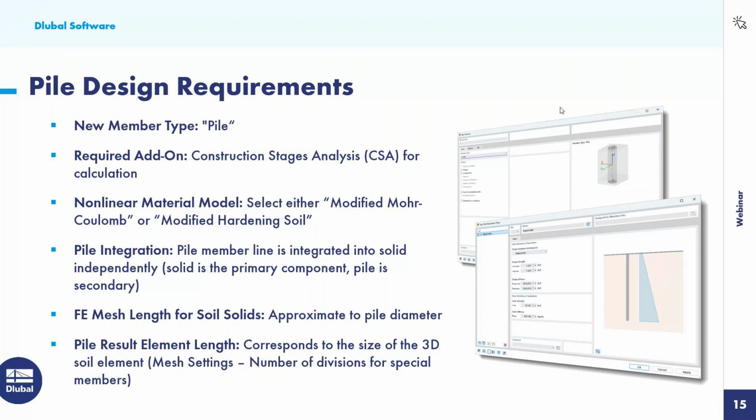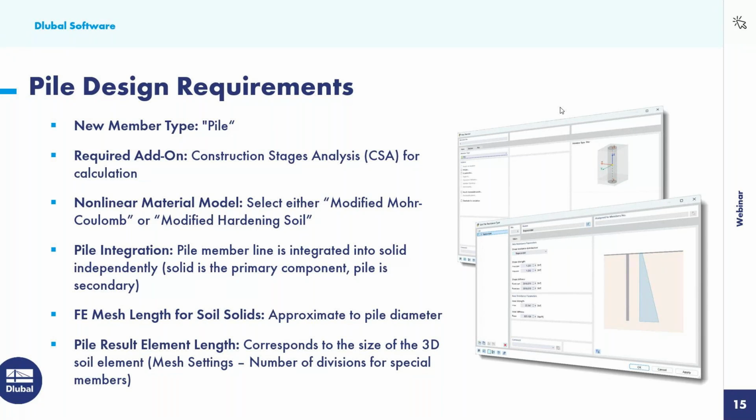We also will integrate the pile, its line, so to speak, directly into these soil solids with an independent mesh. So why we do this is because the solid is the primary component and the pile is secondary. So we want this pile to kind of follow along with the behavior of the soil. And this will make more sense in our example today.